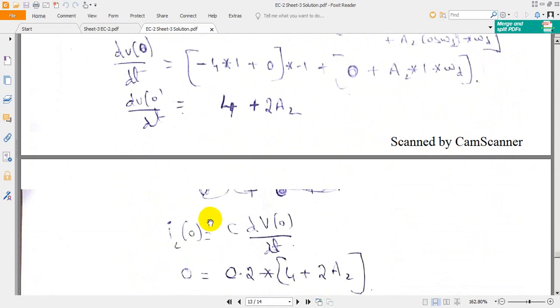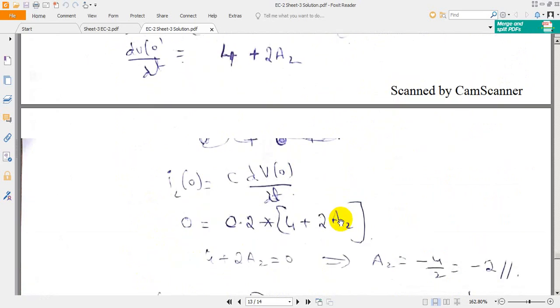Now either we can go for sum of the currents is equal to 0, it is a series circuit. As it is a series circuit, current flowing through the inductor and current through the capacitor is same. So IL0 is equal to C dV naught by dt. IL is 0, before switching operation it is 0, which is equal to C value 0.2 into dV naught by dt.